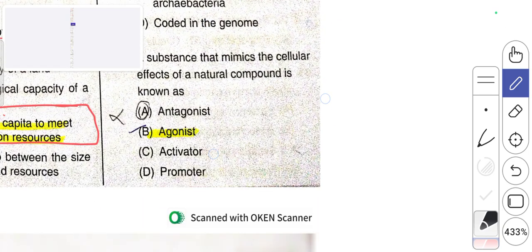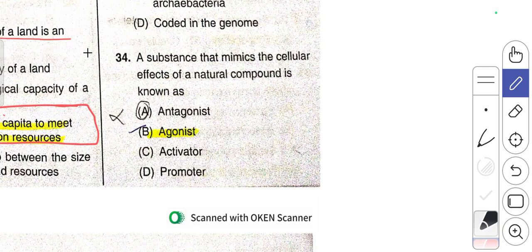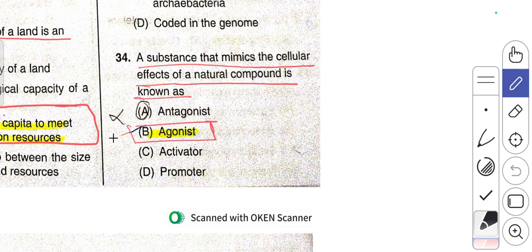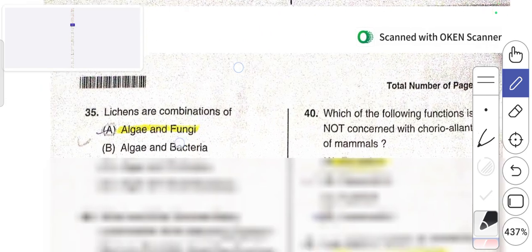Then 34th question. A substance that mimics the cellular effects of a natural compound is known as, that is agonist. B is the right answer. The next question.